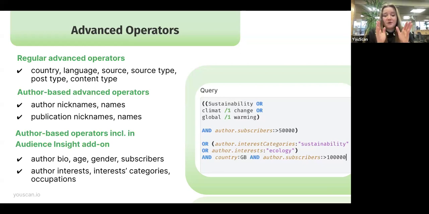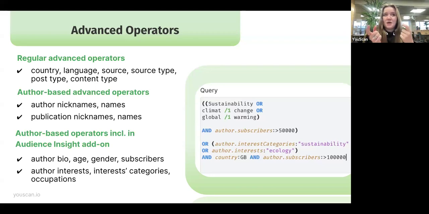And the third block of the also author-based operators is kind of a more extended version of what I just mentioned, and it's included just in the paid add-on, which is called Audience Insights. But it's a very useful tool for businesses that are working within influencer marketing, because this list of author-based operators gives you the ability to filter out your results by author's biography, the audience age, gender, subscribers, their interests, interest groups, and occupations.